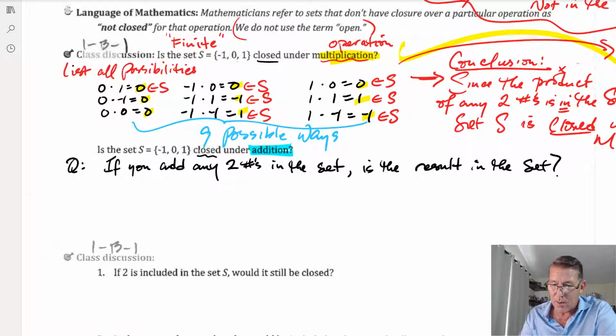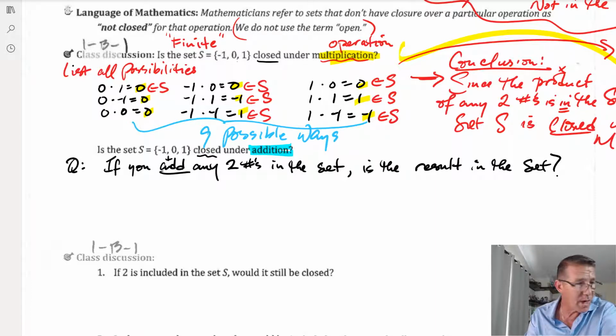Now, we could list all 9 possible ways, but instead of multiplying, we add. But in this case, it's going to be really easily seen that if you take 1 plus itself, you get a different number that's not in the set. So if I can find any possible combination of two numbers that, when I add them together, again, we're adding now, the result is not in the set, then it's not closed.